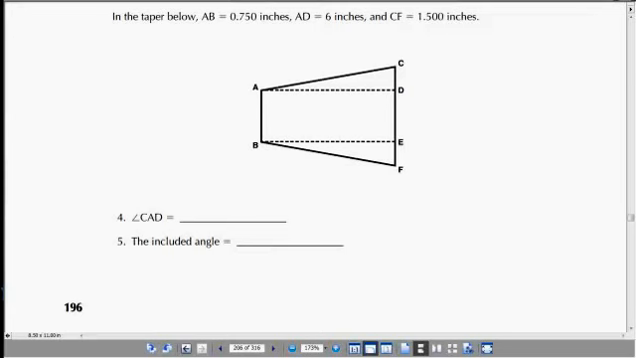This problem is found on page 196 and it is problems number 4 and 5. With this one we begin same as we did the last problem, and that is finding angle A. Angle A is determined by knowing that you start with point C and you end with point D. So let me sketch that up.